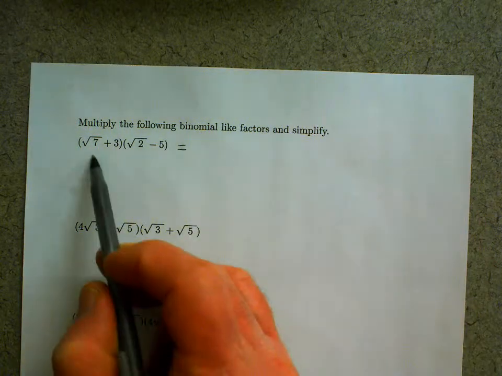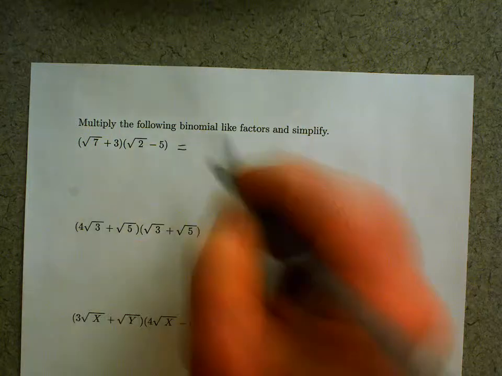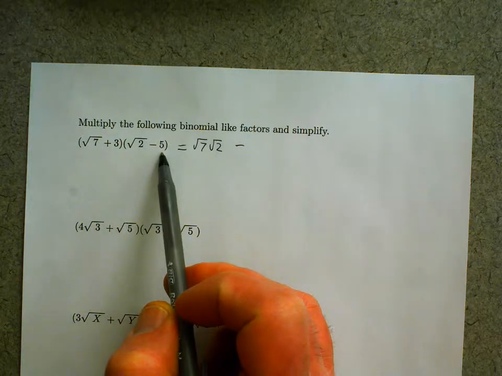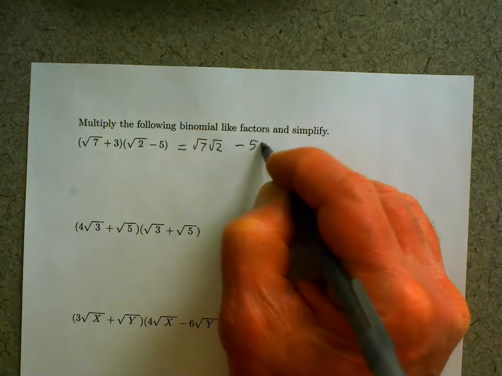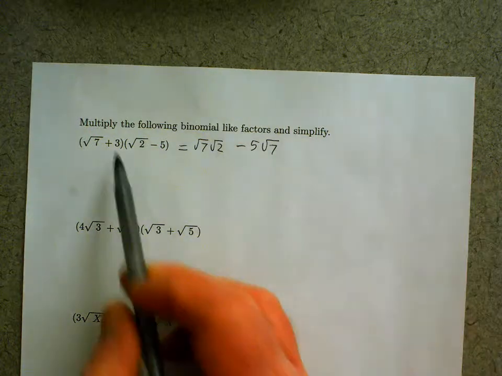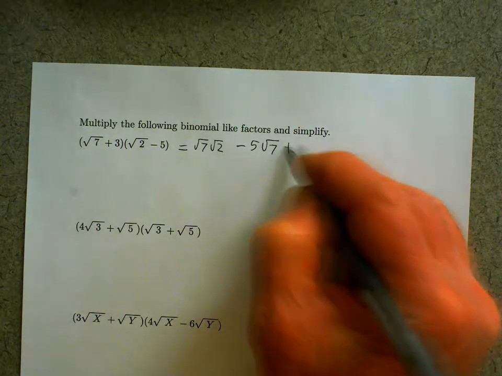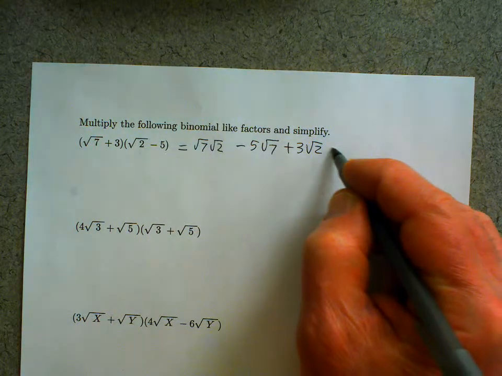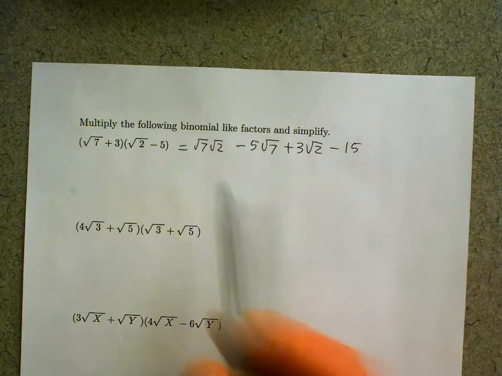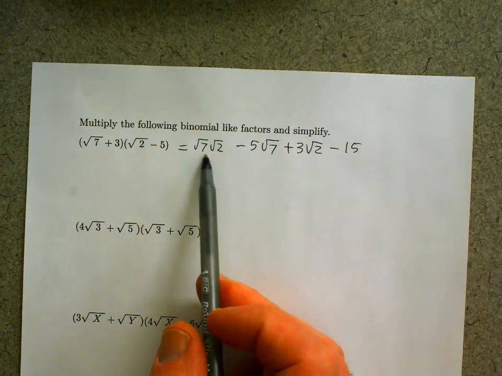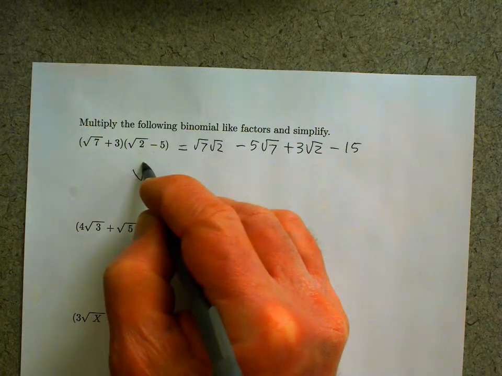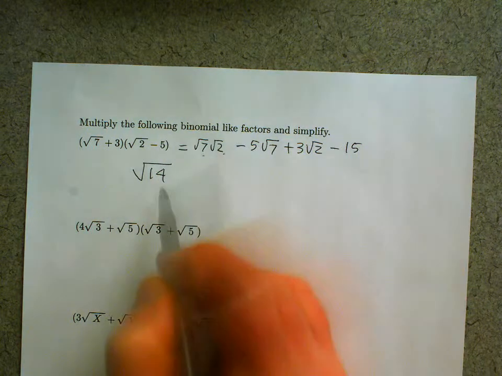Okay, so just like you would multiply binomials, we have the square root of 7 times the square root of 2, and then minus the square root of 7 times 5. We can write that as minus 5 times the square root of 7. And then plus 3 times the square root of 2. And then minus 3 times 5 is minus 15. And the only thing that can be simplified is the square root of 7 times the square root of 2, which is the square root of 14, because 7 times 2 is 14.